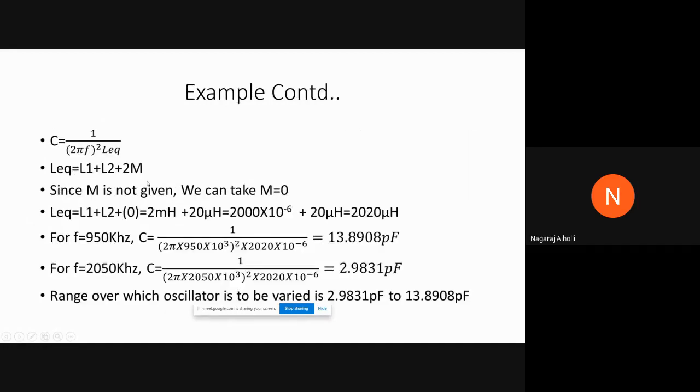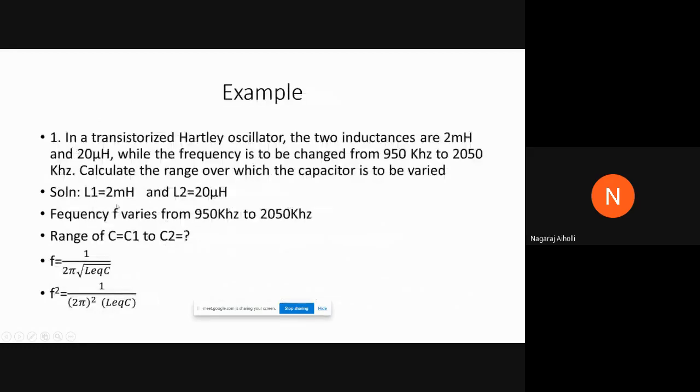As they have not mentioned the value of mutual inductance here, we can assume the value of mutual inductance as 0. Since M is not given, let us assume that the value of M will be equal to 0. So based on this assumption, L equivalent will be L1 plus L2 plus 0. M is 0. L1 is 2 millihenry, L2 is 20 microhenry.